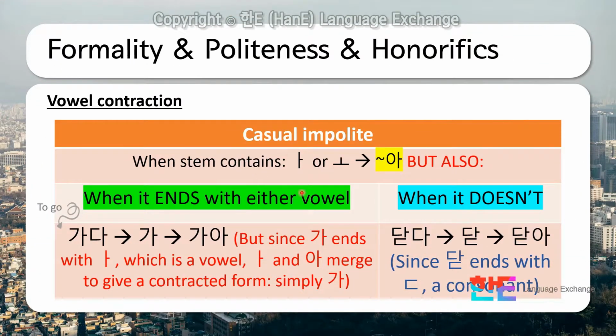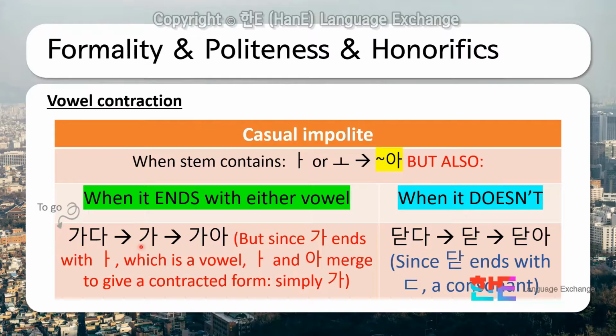Casual, impolite. So we're going to talk about this case first. Any word for which the stem contains one of these two vowels, for example, 가다 or 닫다, we're going to talk about vowel contraction. So 가다 has the vowel a, right? So we know that it is this case, and it ends with the actual vowel. That is to say, not only does it contain one of these two vowels, it actually ends in it, the stem. So 가다, you get this stem by getting rid of the 다, and you're left with ka.